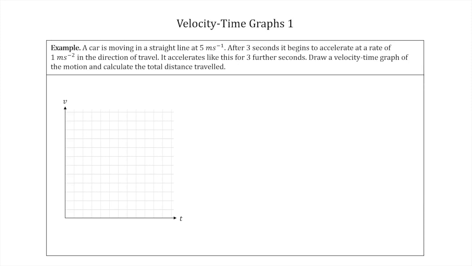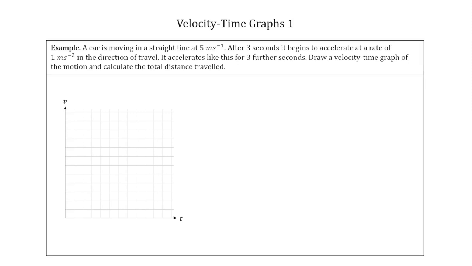So at the beginning of the problem, when time is at 0, the car is already moving at 5 meters per second, and it continues to do this for 3 seconds. So we start by drawing a line that looks like this. So it's up at 5 on the v-axis and it goes along for 3 along the t-axis, because the car is driving at 5 meters per second for 3 seconds.